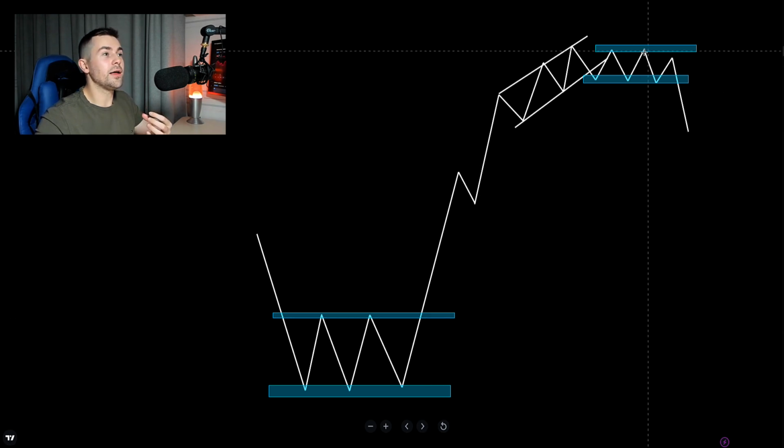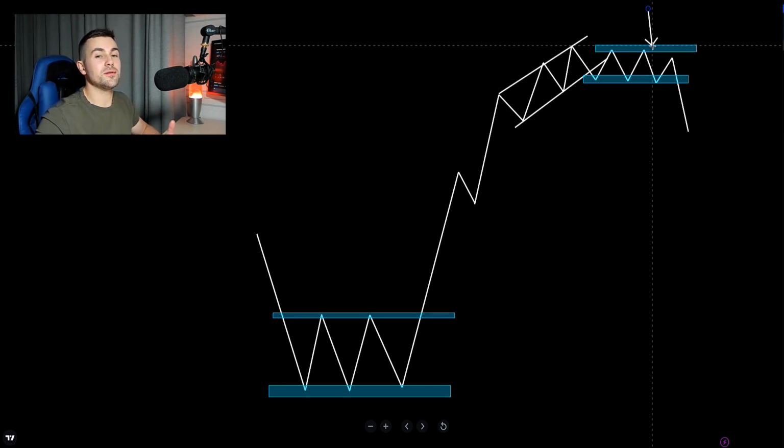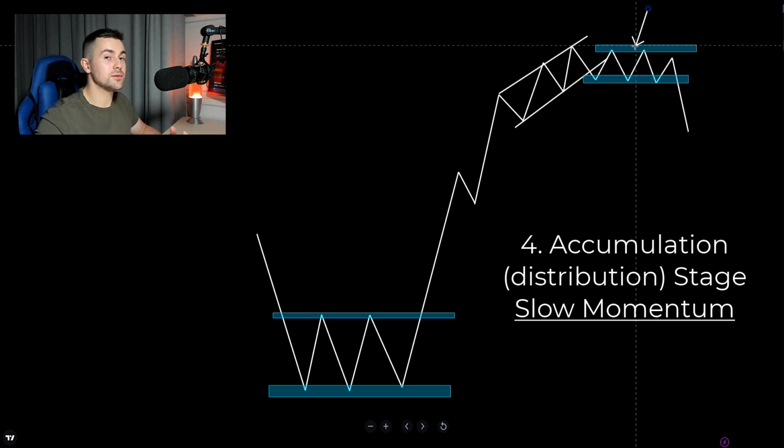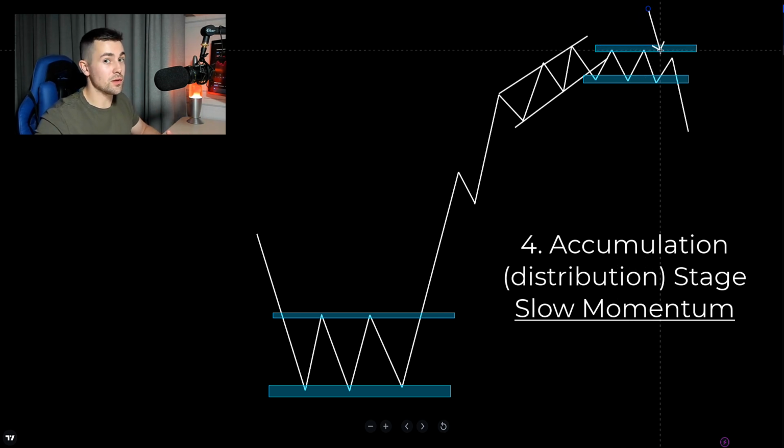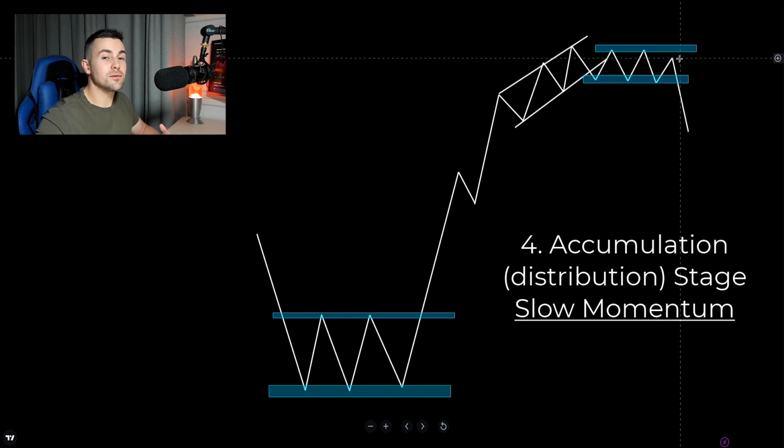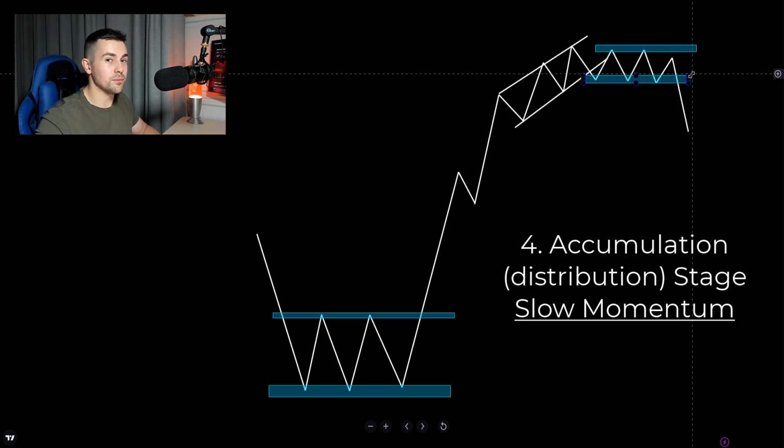And then finally, the market reaches the accumulation stage again. The market starts trading within the range, and then the market participants again decide where to push the market next. And again, the market momentum becomes low.